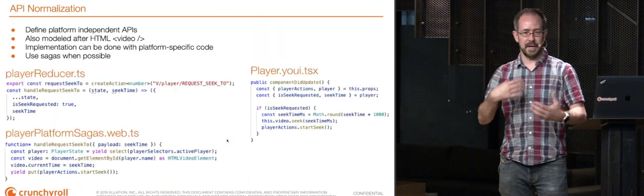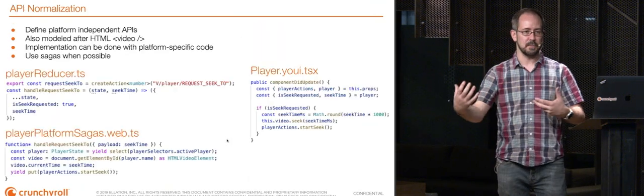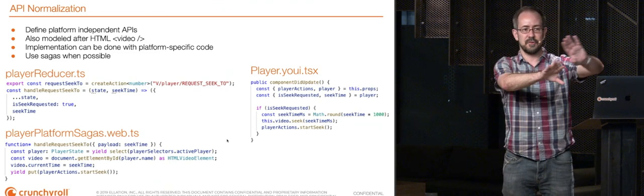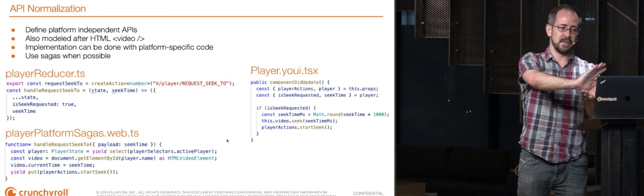Same thing with our APIs. When we want to seek, when we want to pause, we go ahead and look at that HTML video element and try to normalize to that.